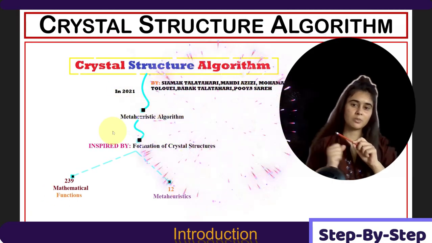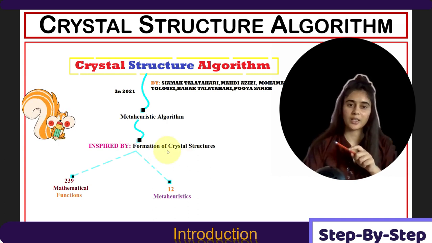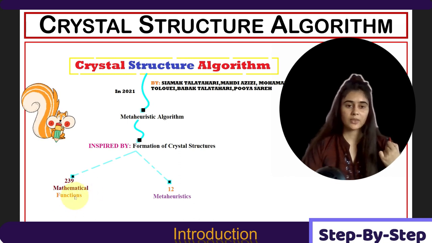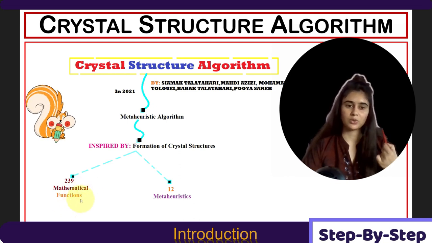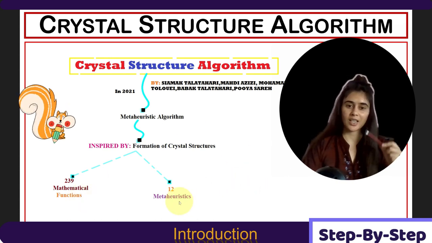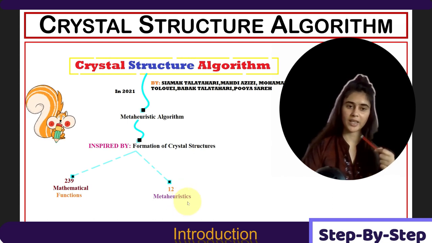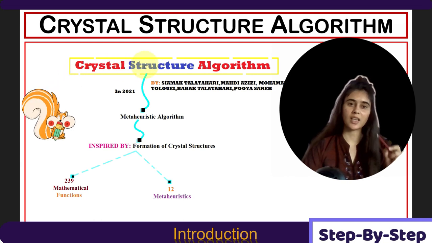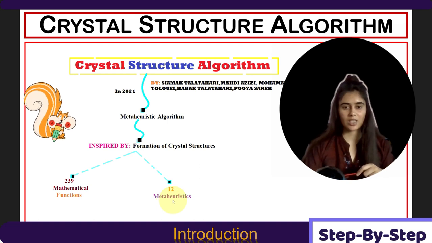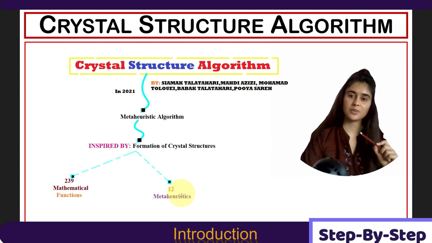It is a population-based metaheuristic optimization algorithm that is basically inspired by crystal structure formation, and 239 different mathematical functions are used to test the algorithm performance, plus 12 different classical and modern metaheuristic algorithms are used for the comparison. This algorithm provides efficient results when it is compared with different metaheuristic algorithms. So we can use this algorithm to solve different optimization problems.